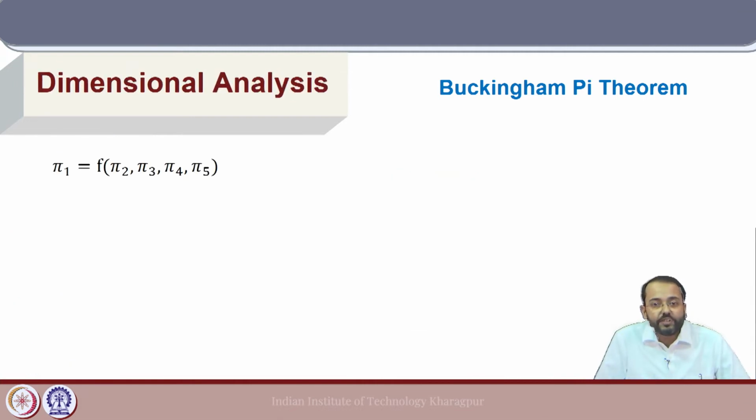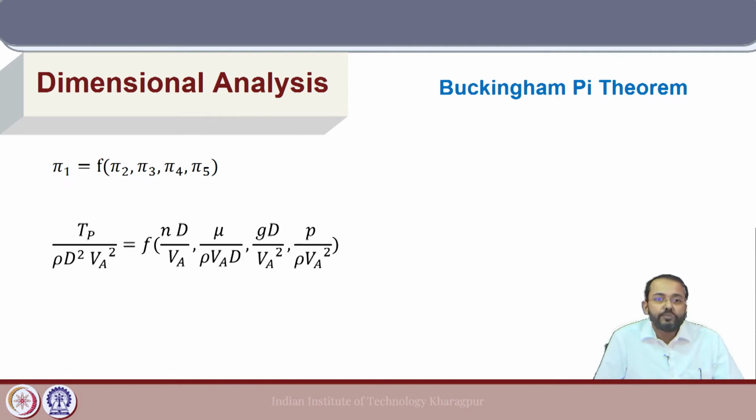As a consequence of our calculations, we can express pi 1 as a function of the other non-dimensional quantities pi 2, pi 3, pi 4 and pi 5 that we have just computed. So, if we write it in terms of the values that we have obtained, we will get this particular equation, pi 1 as a function of the other non-dimensional quantities. So, each of these quantities are non-dimensional, right.